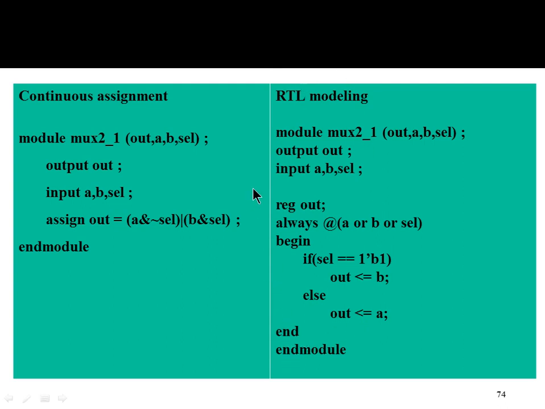So this is a behavioral method of designing a mux 2 is to 1 multiplexer. Here, if you see, we are describing the behavior of a 2 is to 1 multiplexer. Check the select line. If the select line is 1, output gets B input. Else, that means if select is 0, out gets A input.